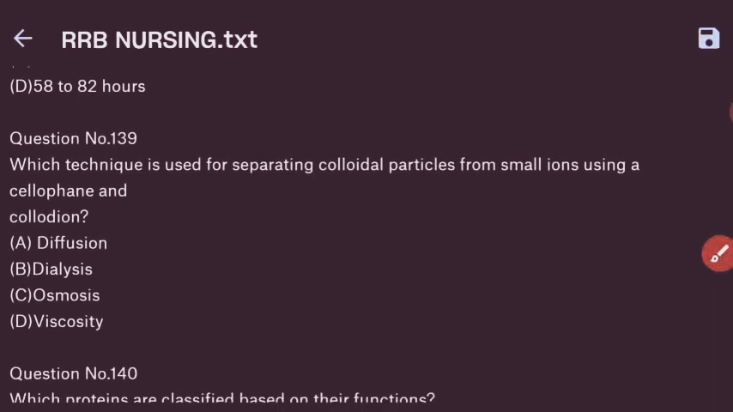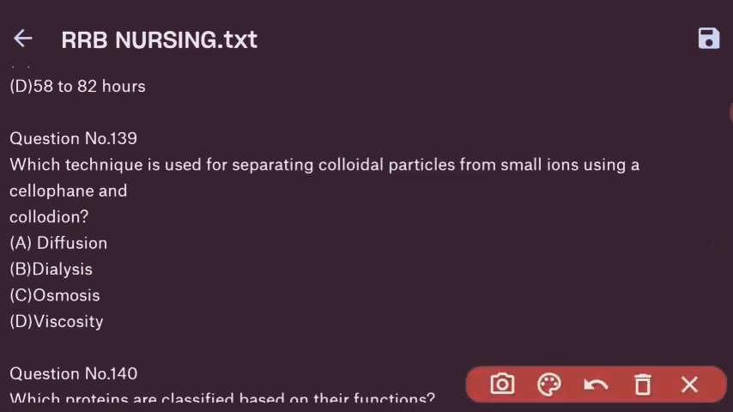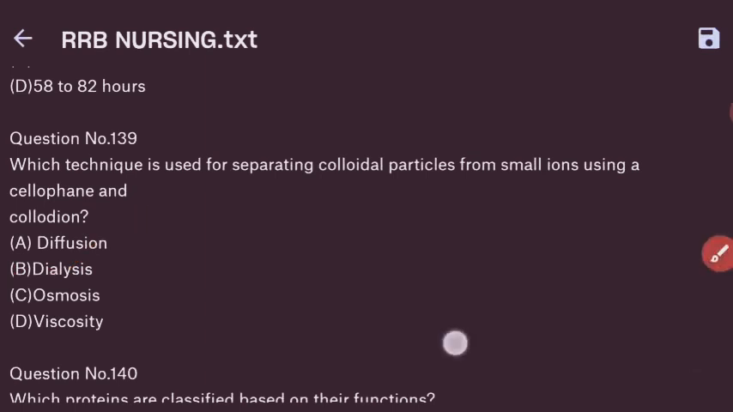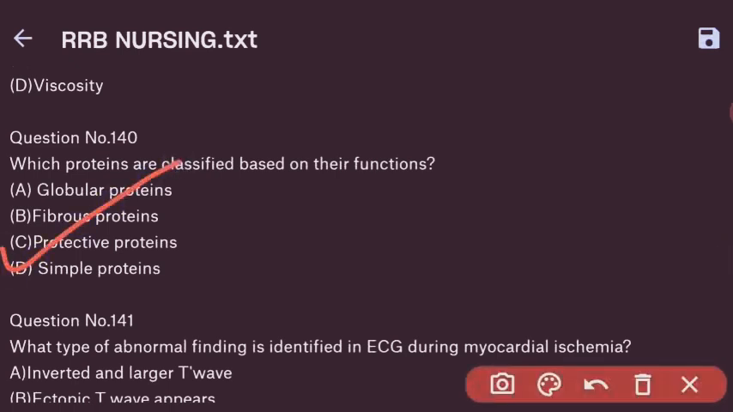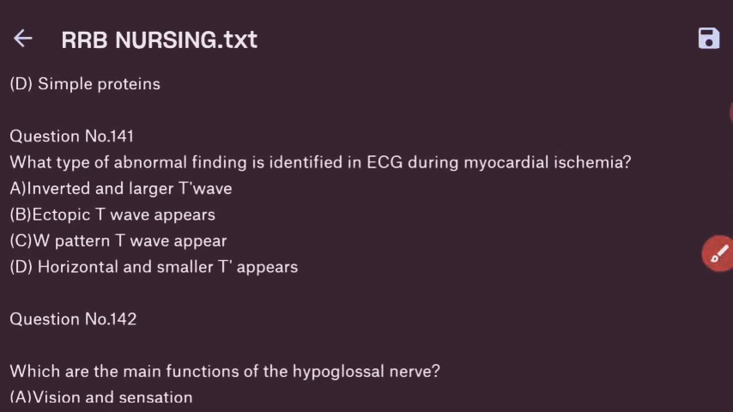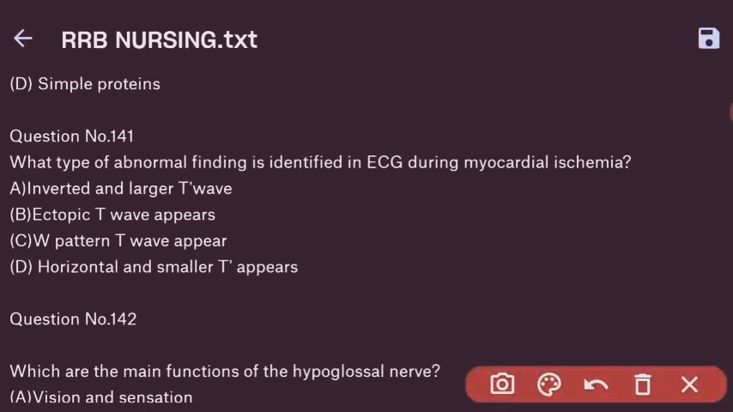Next question. Which technique is used for separating colloid particles from small ions using cellophane and collodion? It is known as dialysis. B is the right answer. Next question. Which proteins are classified based on their function? Here the right answer is protective proteins. C is the right answer. Next question. What type of abnormal finding is identified in an ECG during myocardial ischemia? Here the right answer is an inverted and larger T wave. A is the right answer.